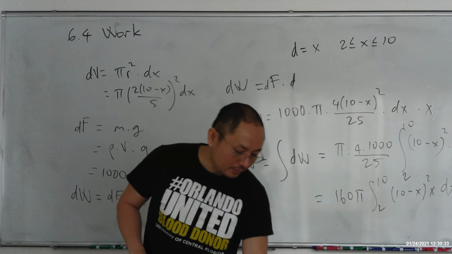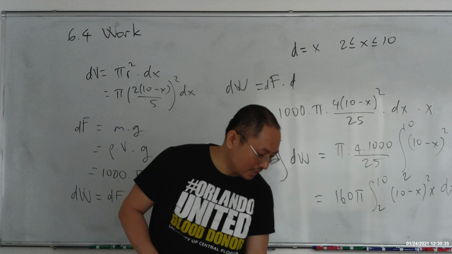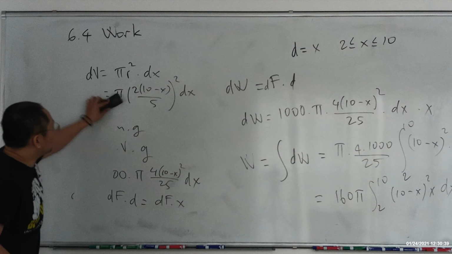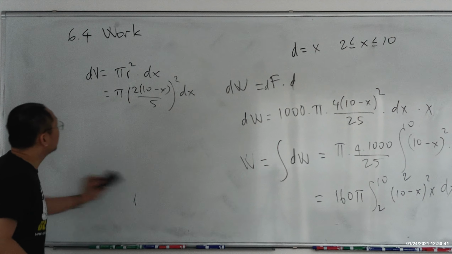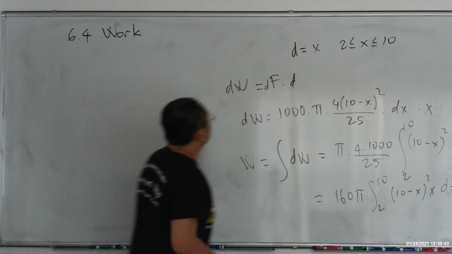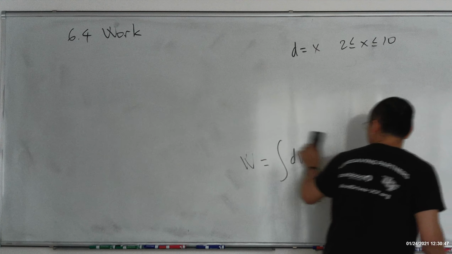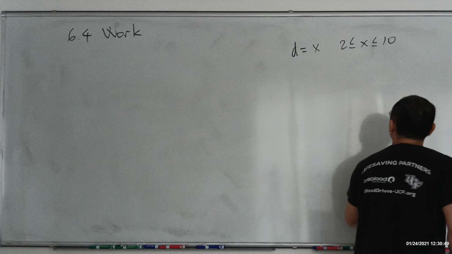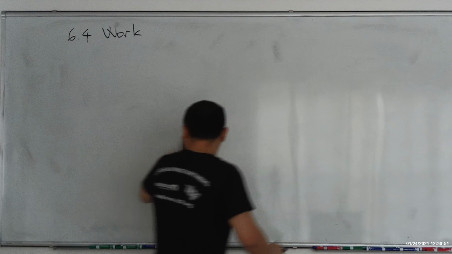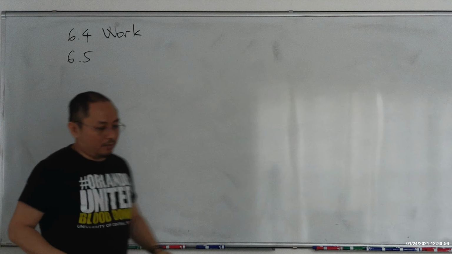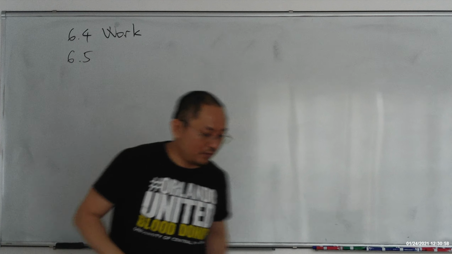Okay? And this is the last example I cover on 6.4. Let me move on to the next section, 6.5. It's pretty simple. There's only one thing: the average value of a function.